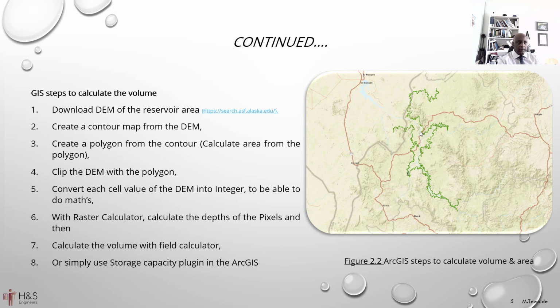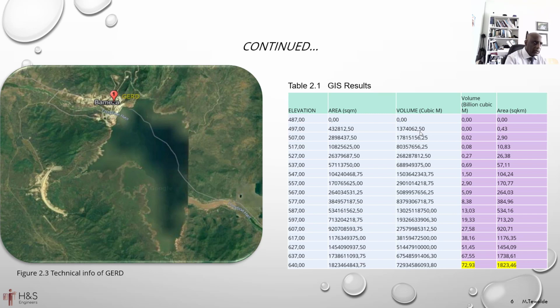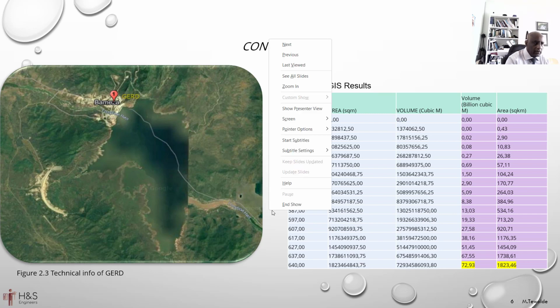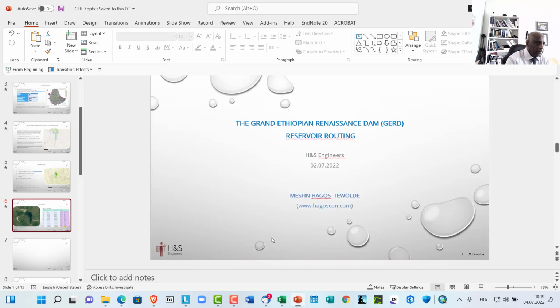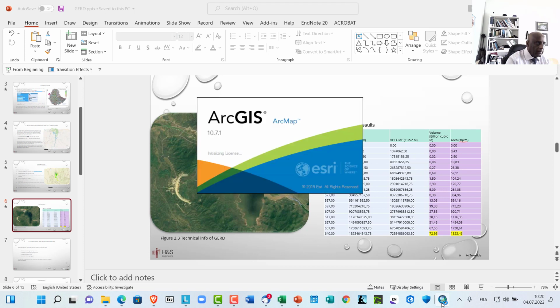So I just pick that contour level and make a polygon from it. I simply create a polyline to join this part of the dam, then form a polygon and do the rest of the calculations. So this is the polygon I finally got. So that's all. I will show you how I did it in ArcGIS.